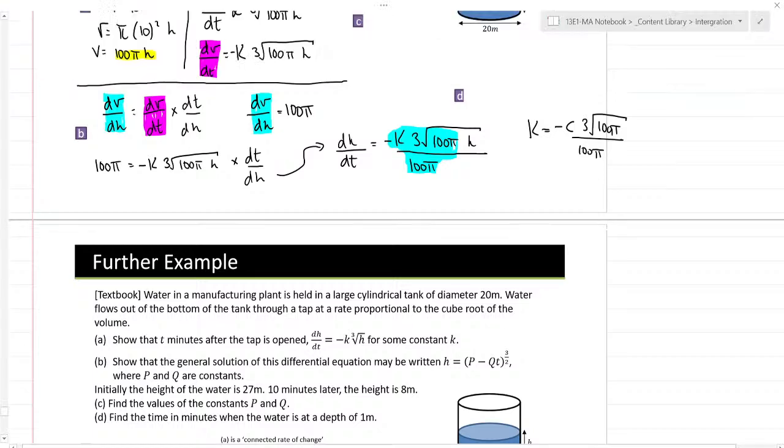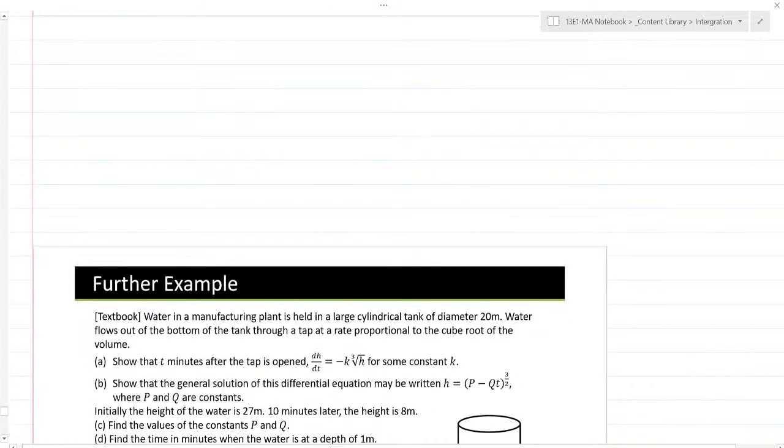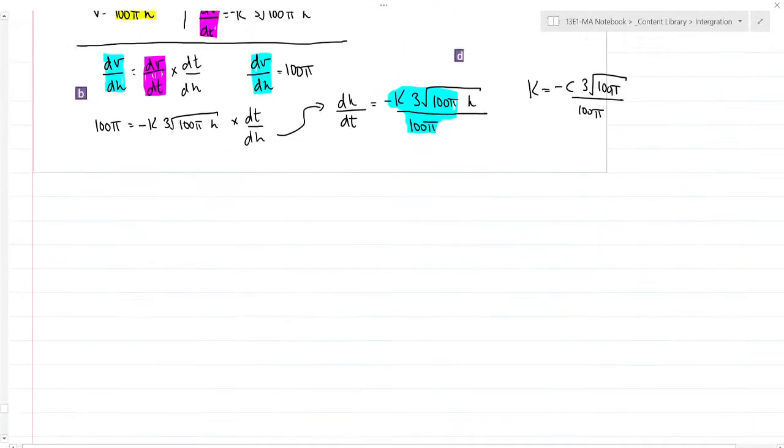I need a lot of space. So at the moment, this is what we've got. We've got dh by dt is equal to, I'm going to change that k to c. So minus c cube root of 100 pi h all over 100 pi. Everybody all right with that? Yeah?